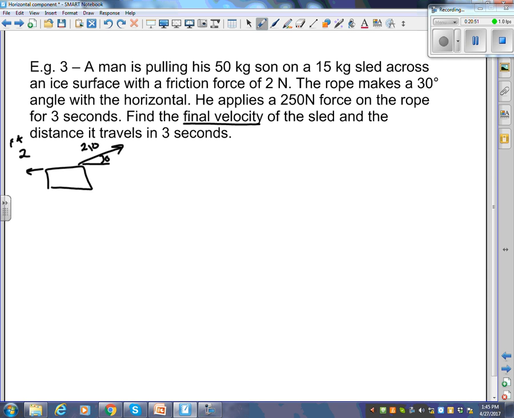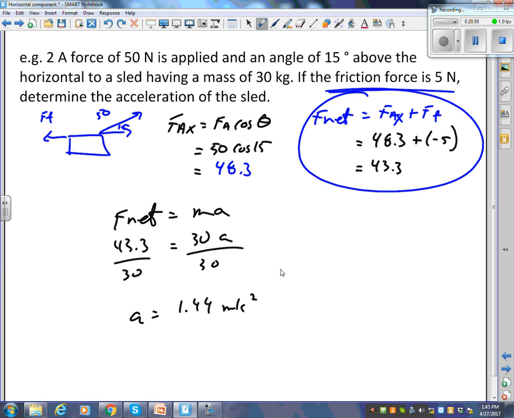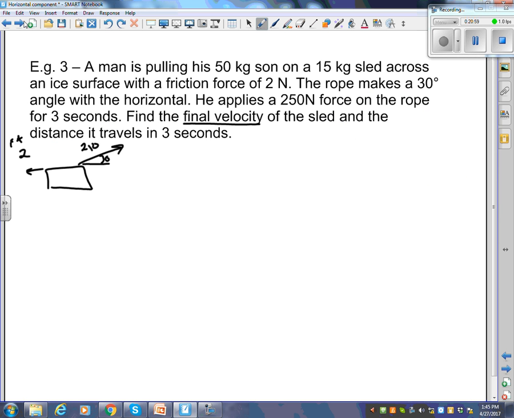So we're going to have to do all of this, and then once we get the acceleration, we're going to have to do that some velocity stuff, right? Okay, so you should definitely be able to do the first part, and you should be able to do the second part as well, really. You've done it before. So FAX is going to be FA cos theta.